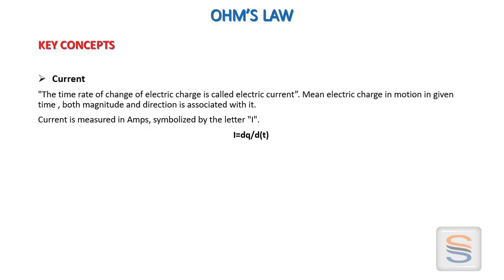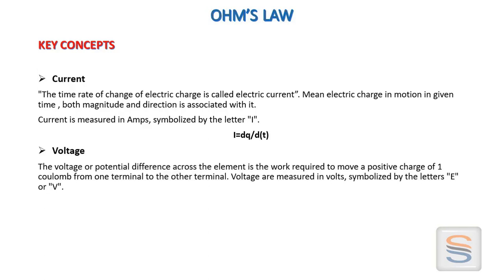Here delta Q is the amount of charge in 1 second. We can further explain it as: if 1 coulomb of charge passes in 1 second from one point to another, then it is called 1 ampere of current has passed. 1 coulomb of charge means 6.24 times 10 raised to the power 18 electrons.